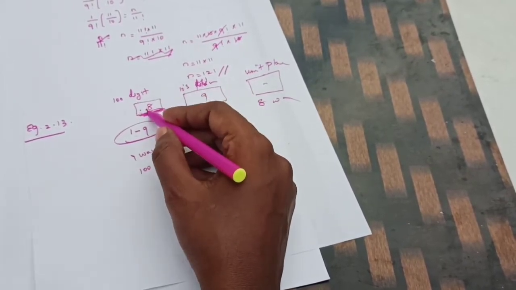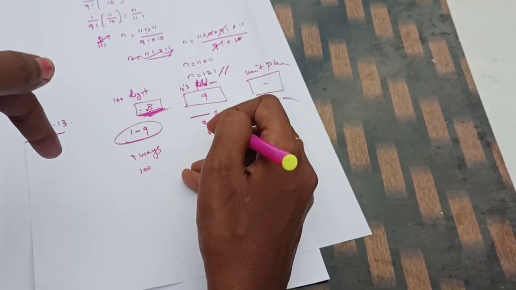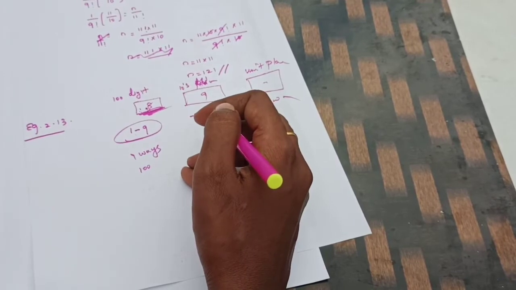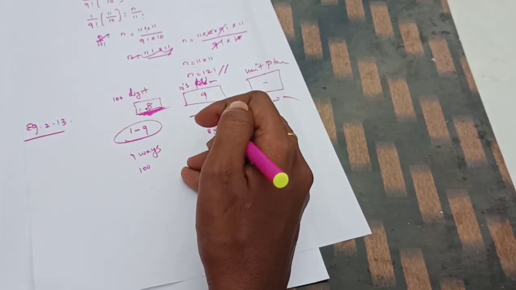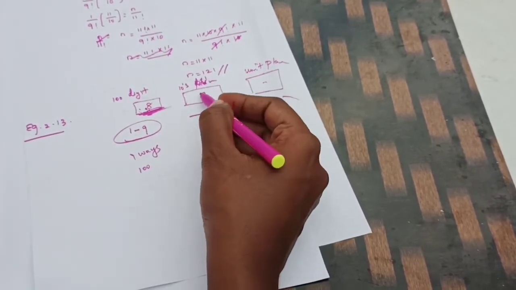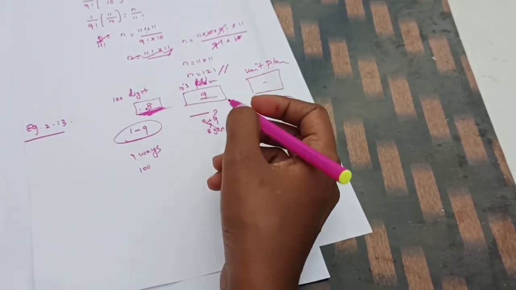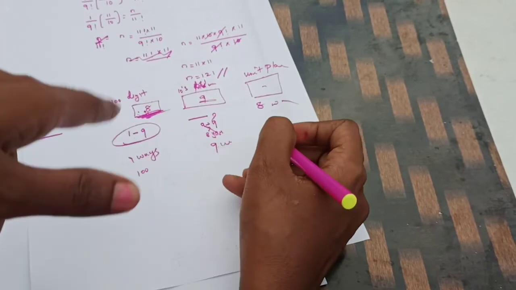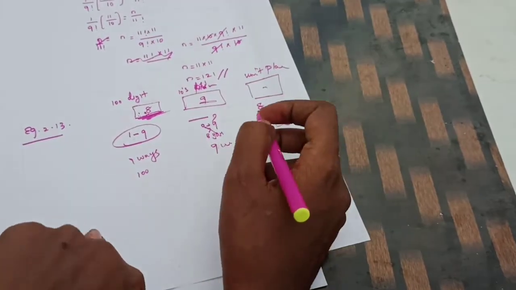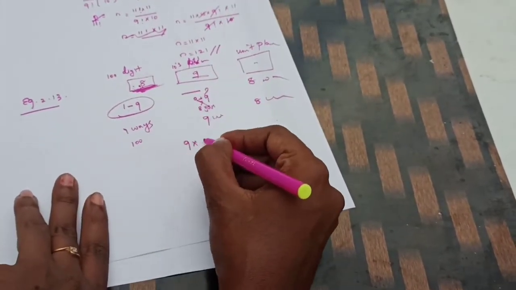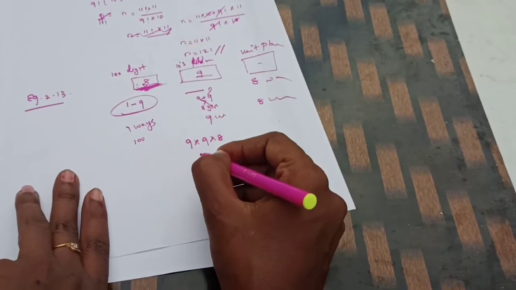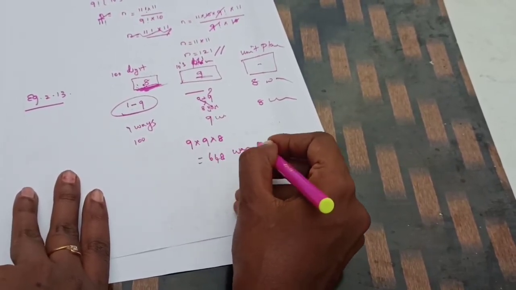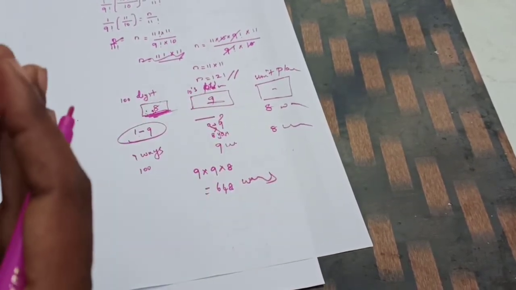Except this number, what are the remaining numbers? 1, 2, 3, 4, 5, 6, 7, 8, 9, but 0 will also come in the tens place. Yes, so 9 ways. So the remaining 8 ways are there for the unit place. So by multiplication, 9 into 9 into 8: 9 nines are 81, 81 into 8 means 648 ways. Got it? You just need to understand, that's all.